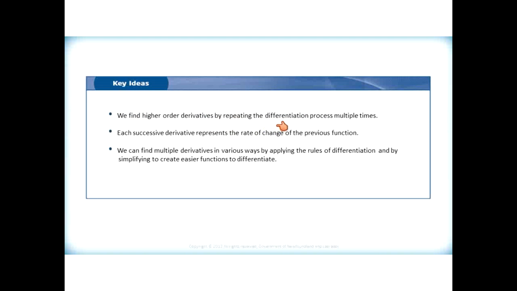We find higher order derivatives by repeating the differentiation process multiple times. Sometimes we call that an iterative process. It says each successive derivative represents the rate of change of the previous function. So we saw a little bit of an example with that. And we can find multiple derivatives in various ways by applying the rules of differentiation and by simplifying to create easier functions to differentiate. So the big thing with finding the second derivative is it's important to simplify the first derivative. Otherwise, you're going to have a messier thing to differentiate the second time around.